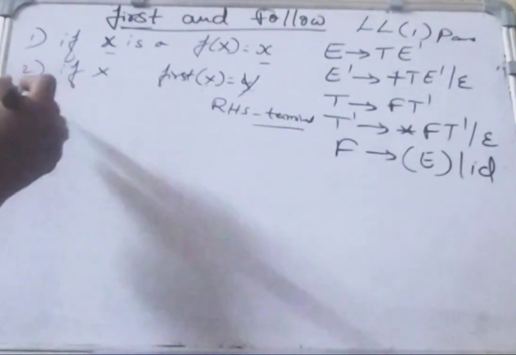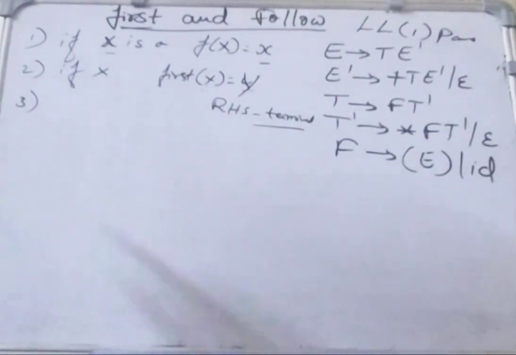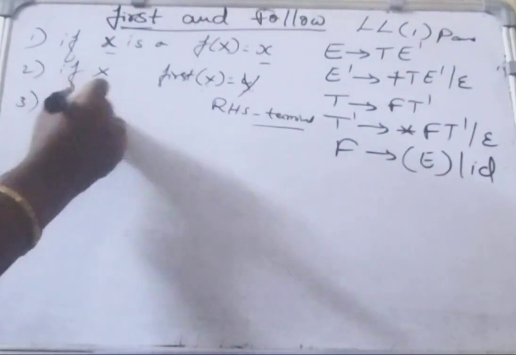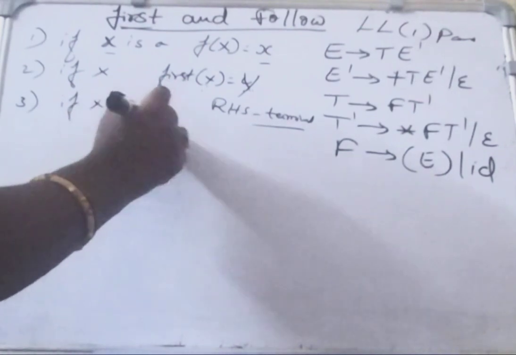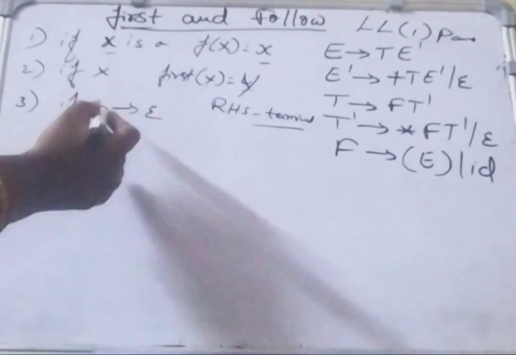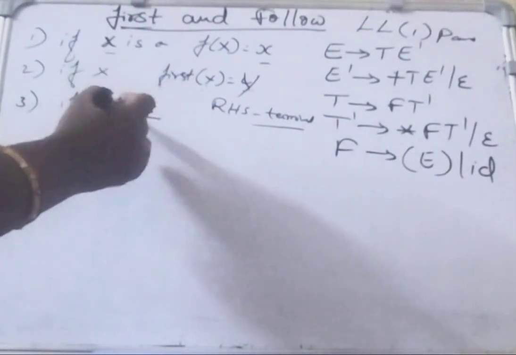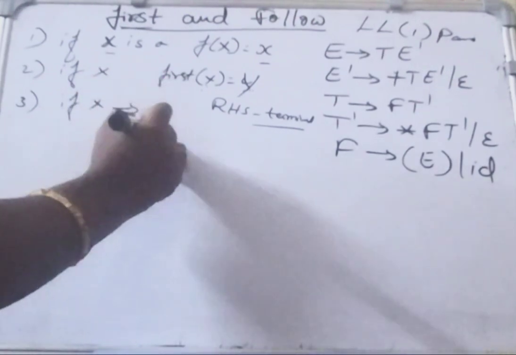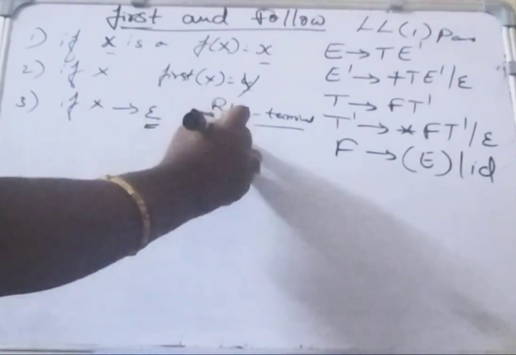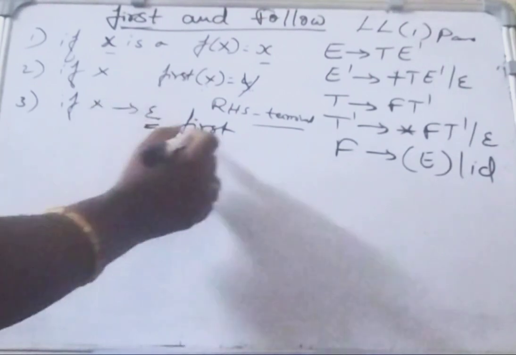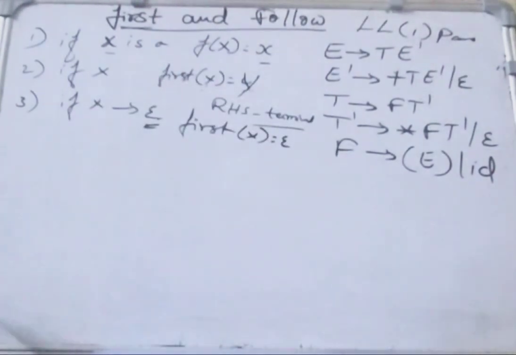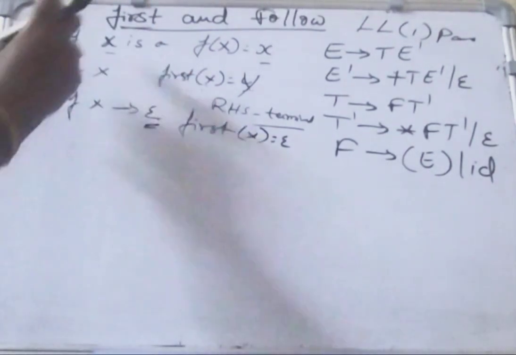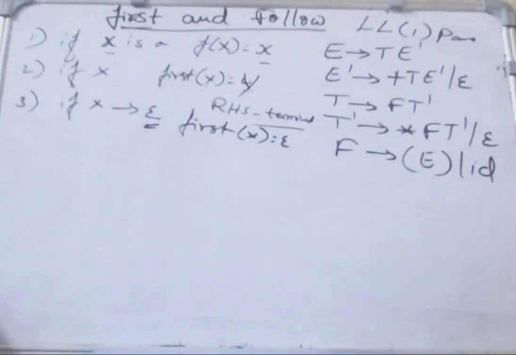The third condition is, suppose we have a production where x derives epsilon. Then first of x is equal to epsilon. So here, at the right hand side, if you have epsilon as the first symbol, then we write first of x is equal to epsilon. These are the three rules we follow in order to identify the first.